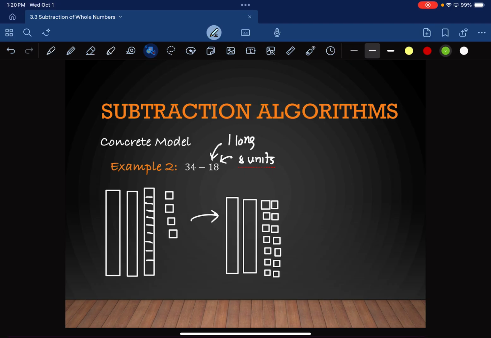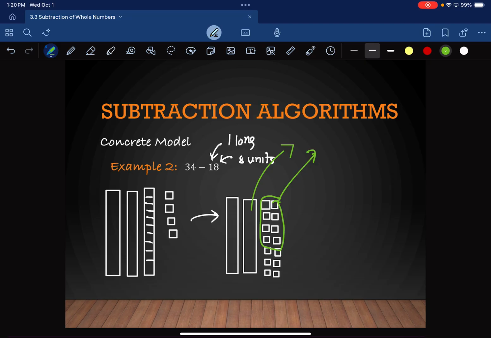And so now I can actually look at this and I can remove, physically from the pile of blocks, the things that I want to remove. The first thing I want to remove, it doesn't really matter which order, is one of these longs. One of them is gone, because it told me I'm supposed to remove 1 long and 8 units. So I need to catch 8 of these guys and remove them. So 8 of those are also being removed.